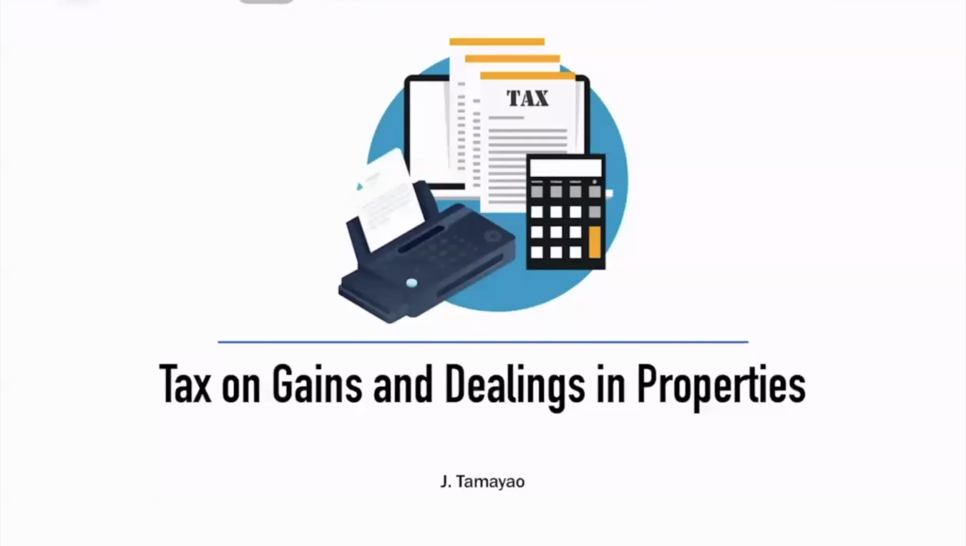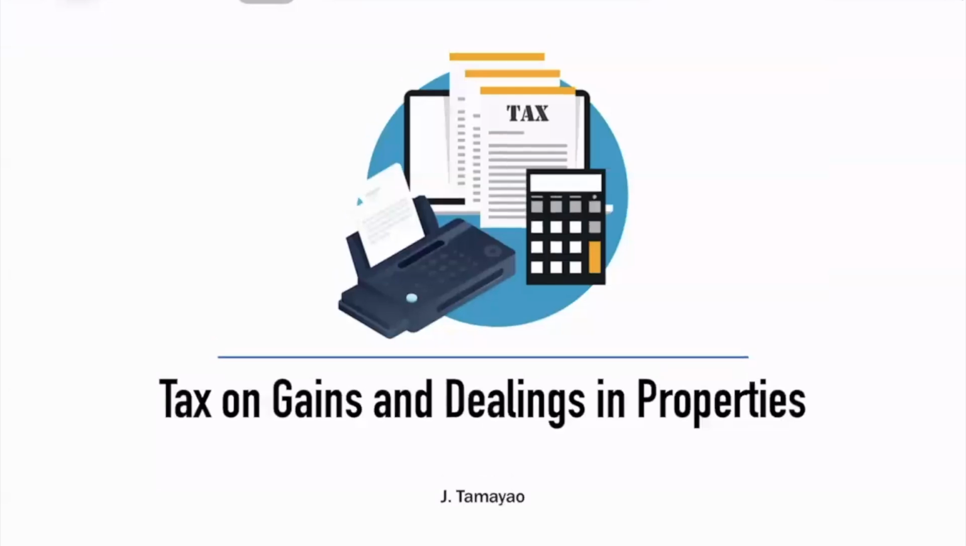For this session, we will talk now about your tax on gains on dealings and property. Tax on gains and dealings in properties. So we said your gross income is normally composed of your passive income. Then we have your gains or dealings. Then we also have your business or professional income. Then we have your compensation income and other items.